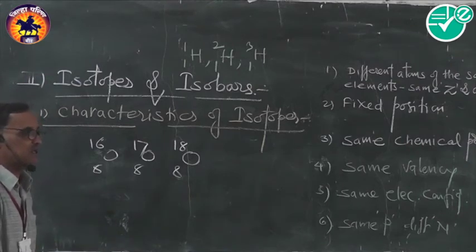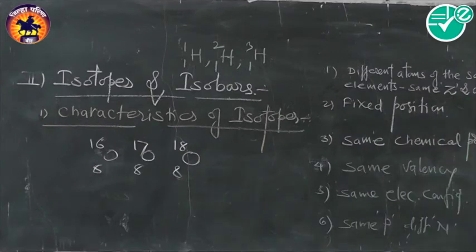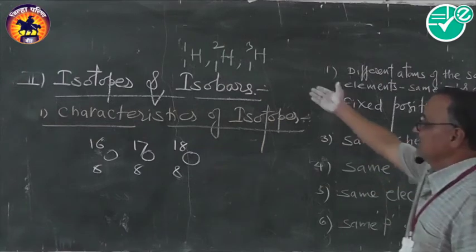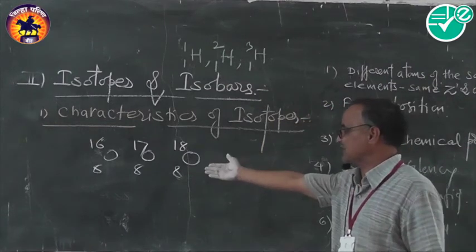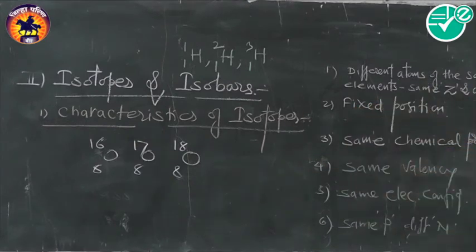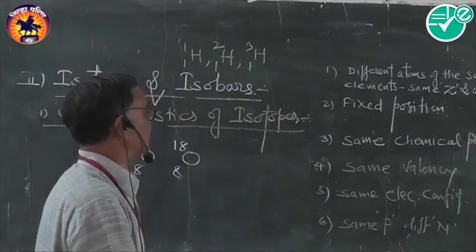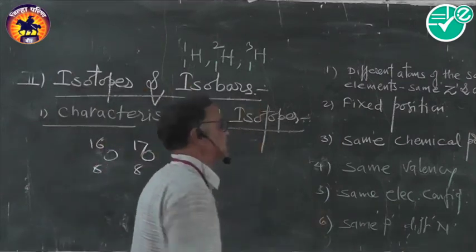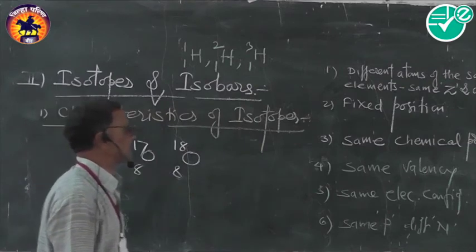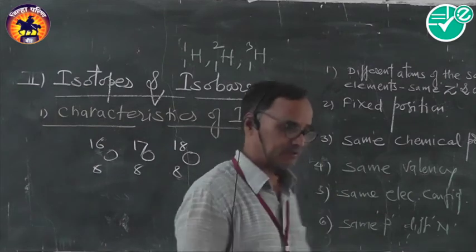So in simple words, different atoms of the same element having the same atomic number and different atomic mass number are called isotopes. These are the examples of isotopes. It means that isotopes occupy the same fixed position in the periodic table. So the position of isotopes is fixed in the periodic table. This is the second point.